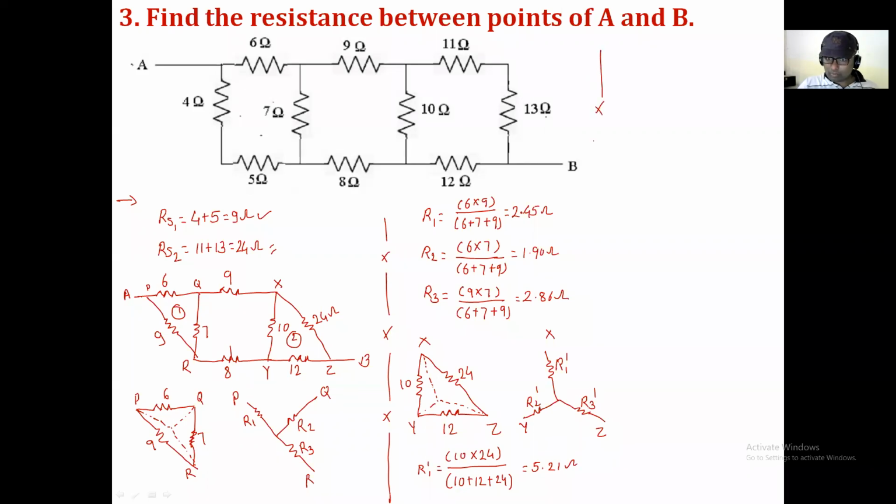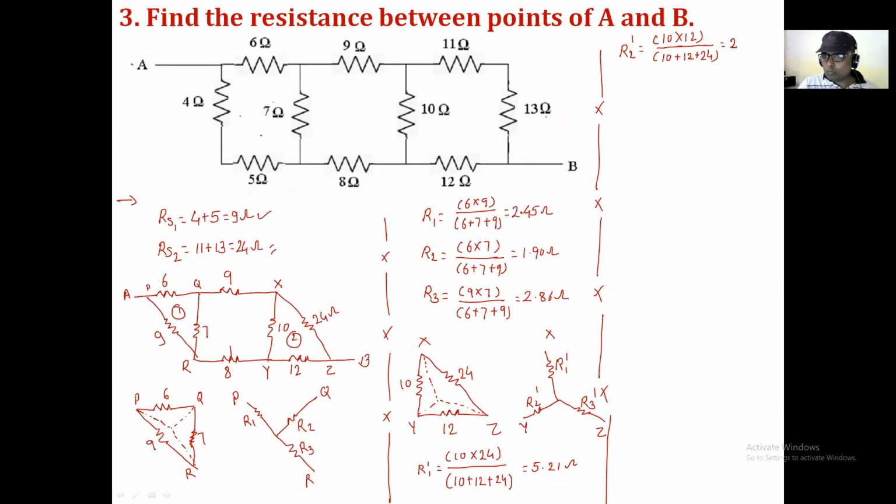Now space is the problem here. So please try to understand, and if you have any confusion, let me know. Now R2 dash is connected to point Y. Product of the two means 10 multiplied by 12. Once the numerator is clear, the denominator is simply the addition of three things: 10 plus 12 plus 24.